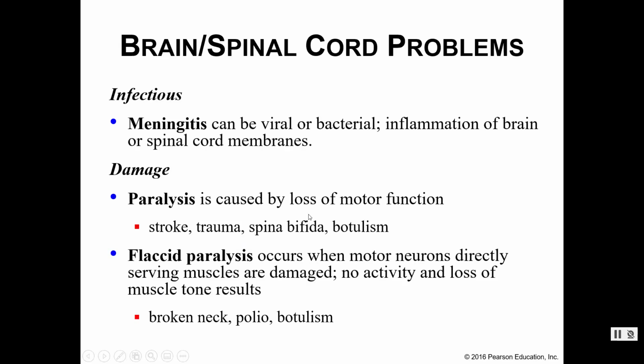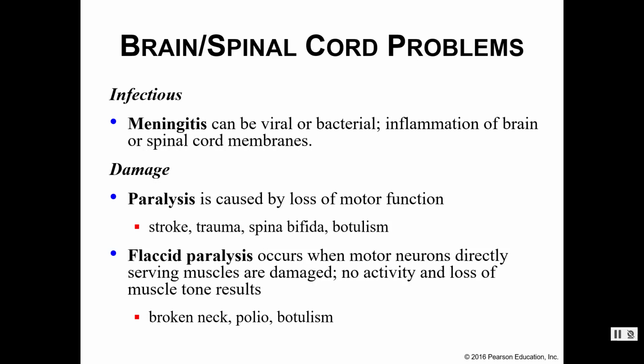In this recording, we will briefly mention several common central nervous system disorders. First, we could suffer from an infection, perhaps meningitis, which can be either viral or bacterial.